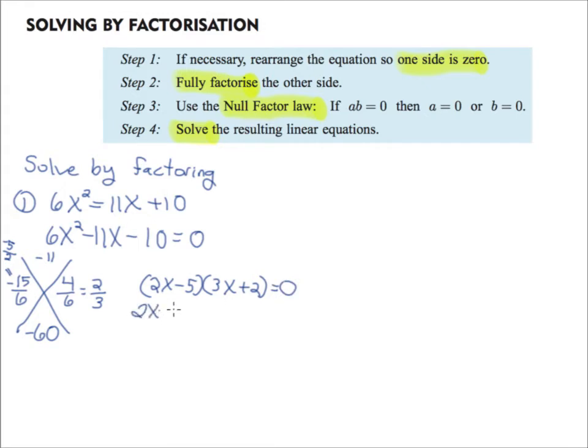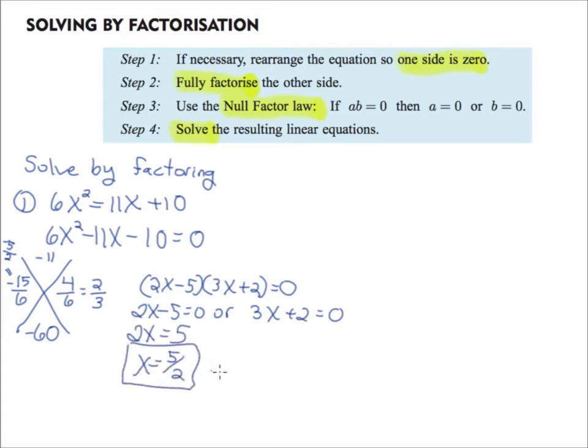Using the null factor law, I'm going to set each of these factors equal to 0. First linear equation, I'm going to add 5 to each side and then divide by 2. And then the second one, I'm going to subtract 2 from each side and divide by 3. My two solutions to this quadratic equation are 5/2 and negative 2/3.